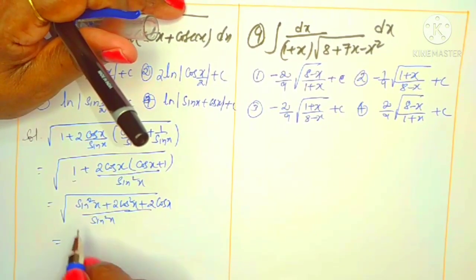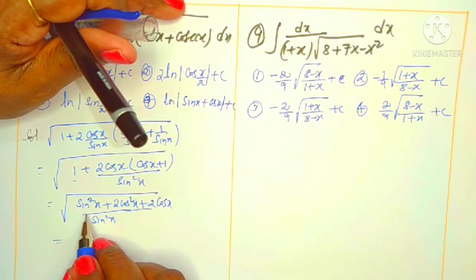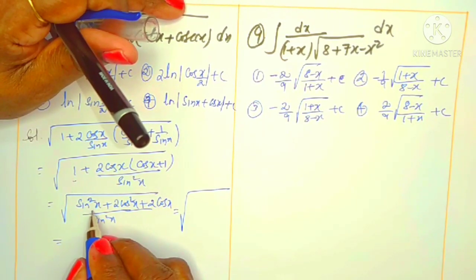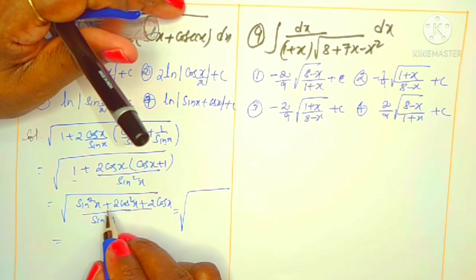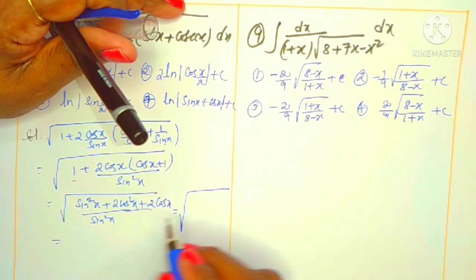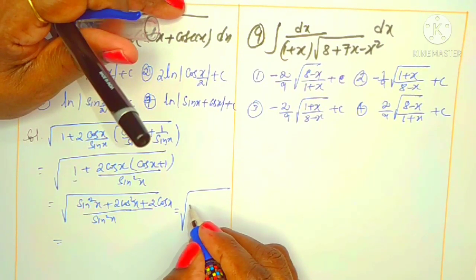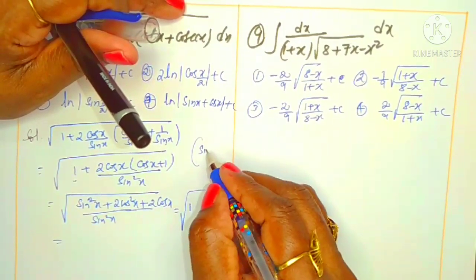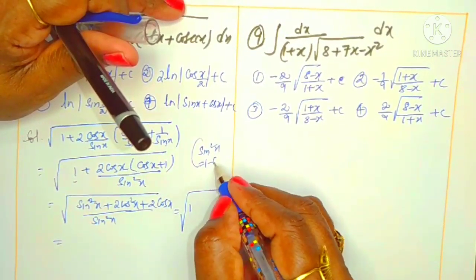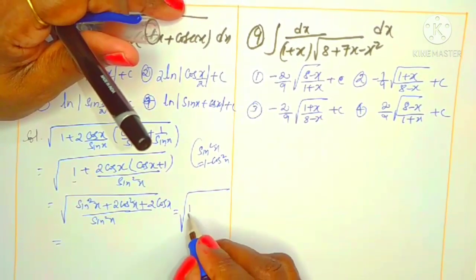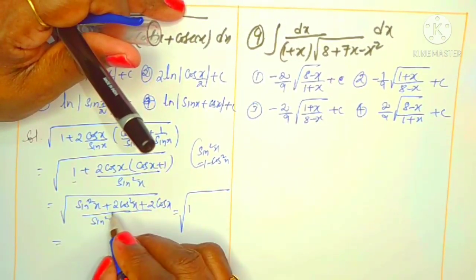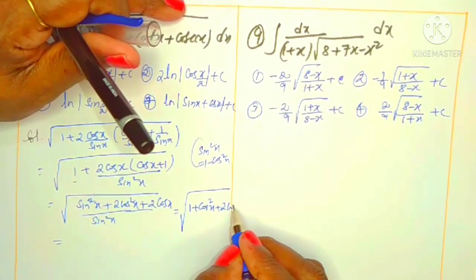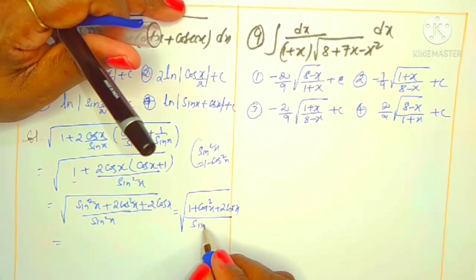Okay, after that we can think about the sin square x. Sin square x you can write as 1 minus cos square x. Taking sin square x as 1 minus cos square x, here 1 is there, minus cos square x plus 2 cos square x is cos square x. What am I writing? Sin square x is 1 minus cos square x. This is 1 as it is, minus cos square x plus 2 cos square x is cos square x, plus 2 cos x by sin square x.